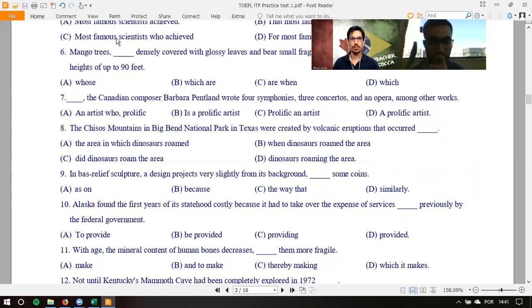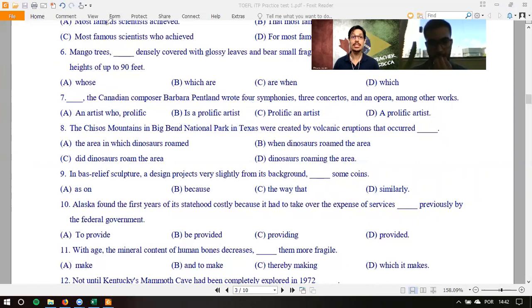Okay. Do you understand prolific? It's like in Portuguese. Okay. Yes, I understand. An artist who is prolific. The Canadian composer Barbara Prattman. This sentence here would not make sense. Why? Because this relative clause requires some explanation, you know? And this is not explaining, this is presenting. Is a prolific artist?